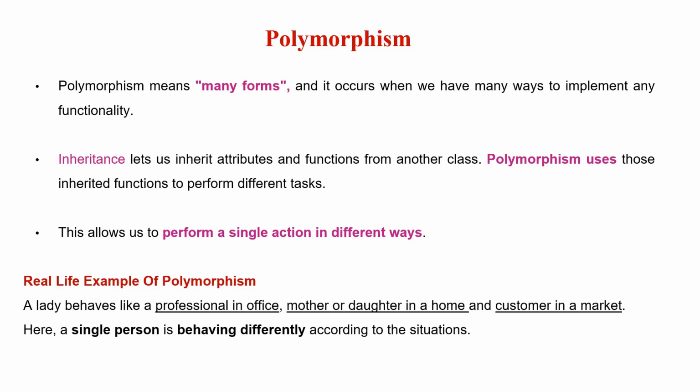Inheritance lets us inherit attributes and functions from another class. Polymorphism uses those inherited functions to perform different tasks. It allows us to perform a single action in different ways.